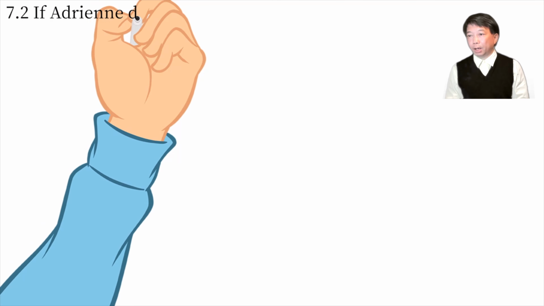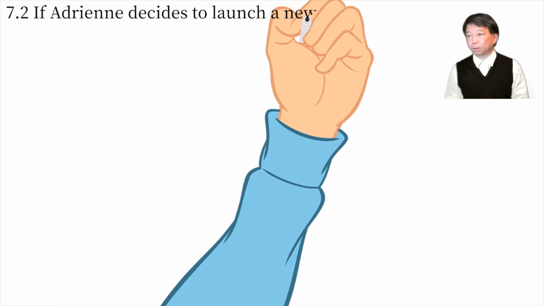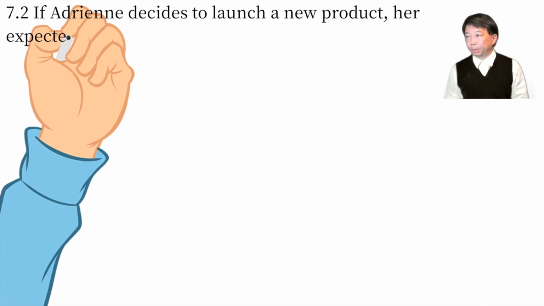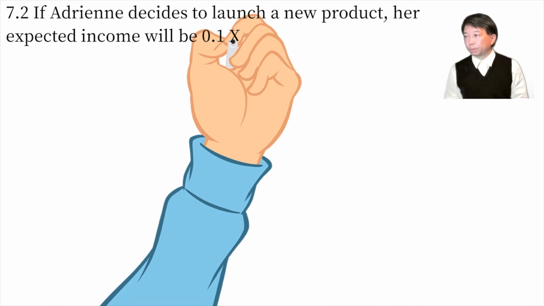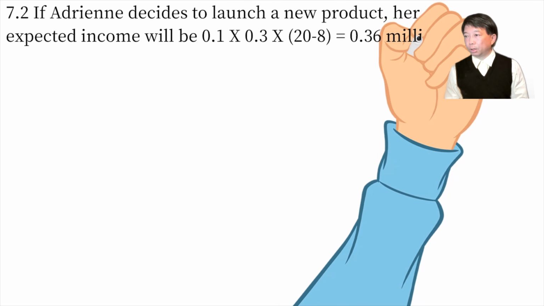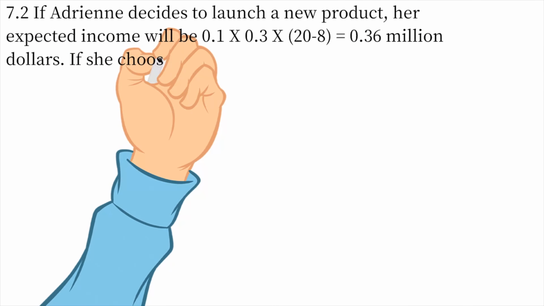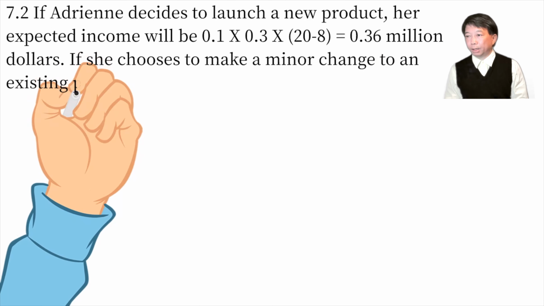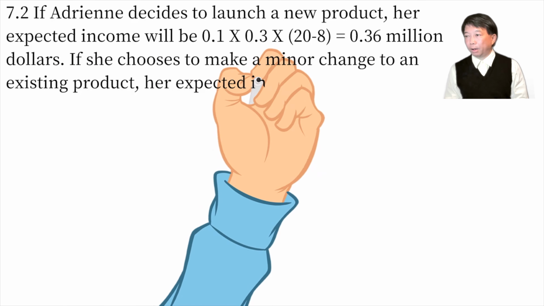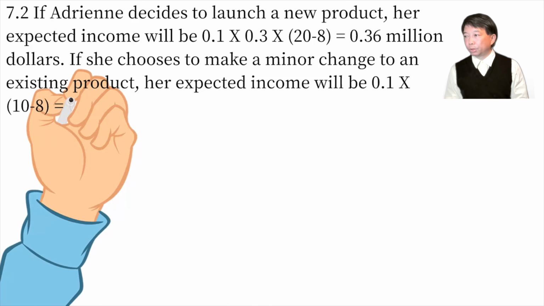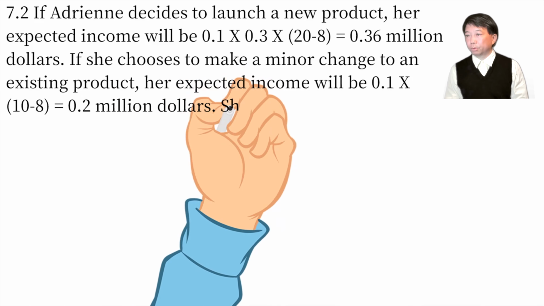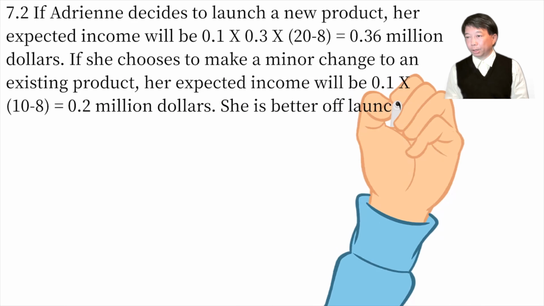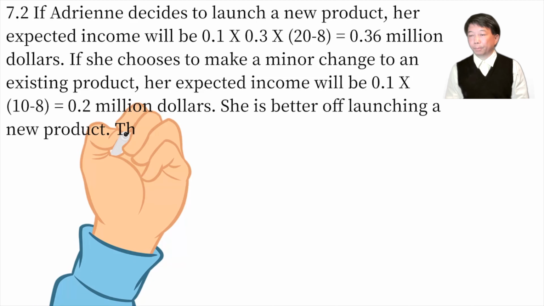If Adrian decides to launch a new product, her expected income will be $0.36 million. If she chooses to make a minor change to an existing product, her expected income will be $0.2 million. She is better off launching a new product.